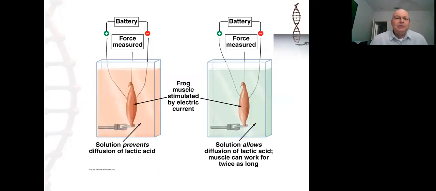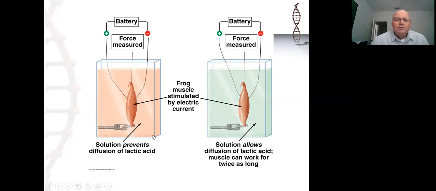So the experimental setup was a situation like this, where the frog muscles were extracted out of the frog's legs, connected up to this device, and then connected up to a battery. And when an electrical stimulus is applied to a muscle, it will contract.